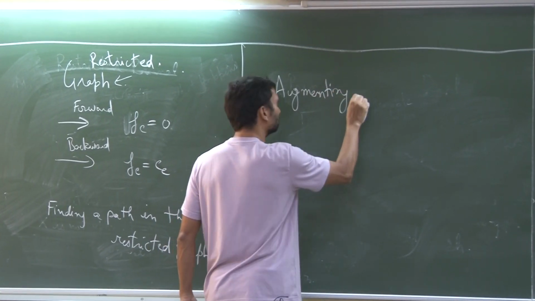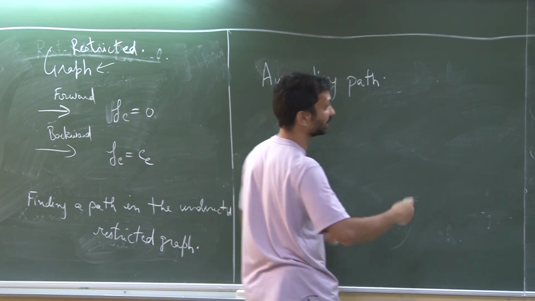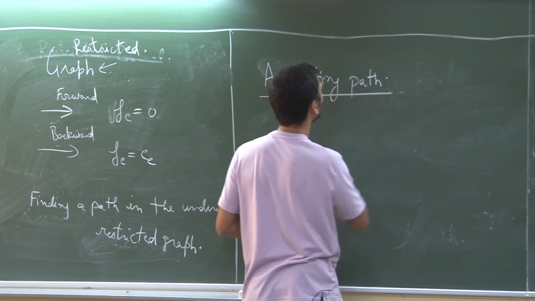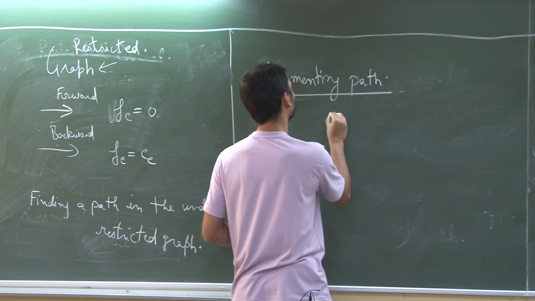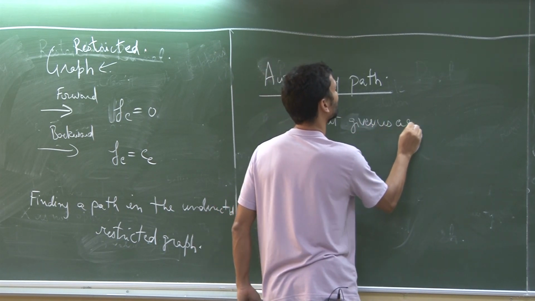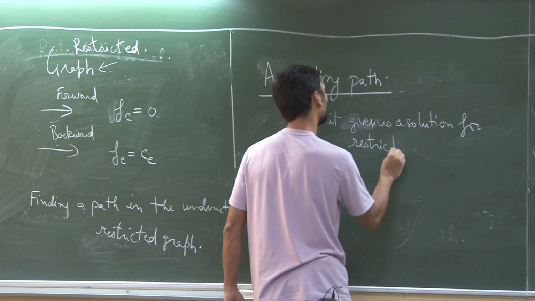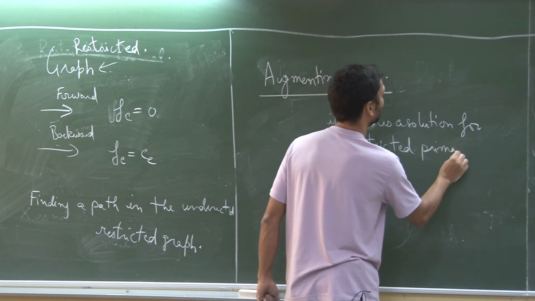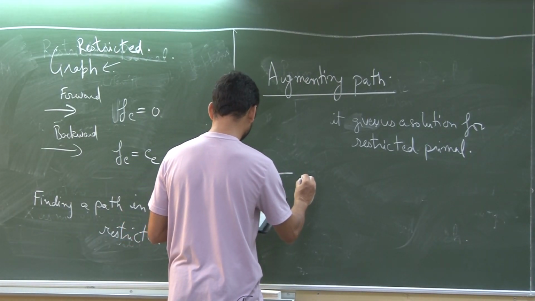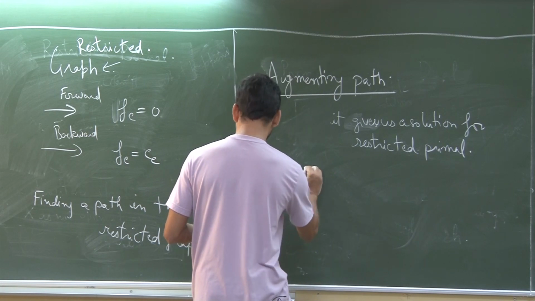So what you will show in the exercise is that an augmenting path, and I will tell you what an augmenting path is, will again lead back to the original definition of residual graph. If you have an augmenting path, it gives us a solution for the restricted primal. So what is an augmenting path?